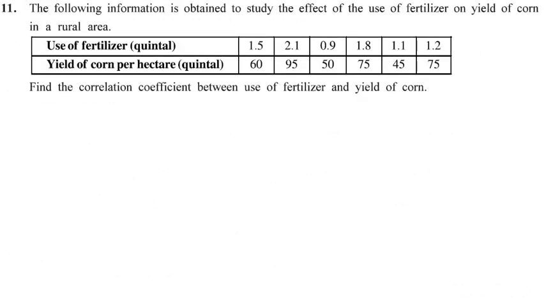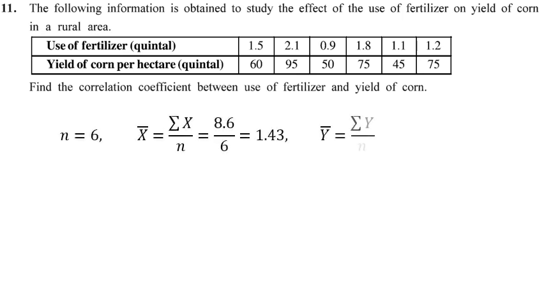The 11th question is again a question of points, but as you can see 1.5, 2.1, 0.9, 1.8, every value is a decimal. So here I can't just multiply it with 2. I have to multiply it with 10. The mean here is x bar 1.43 and y bar is 66.67. No x bar y bar method because the means are in fractions. These are not small values. We have to take the UV method.